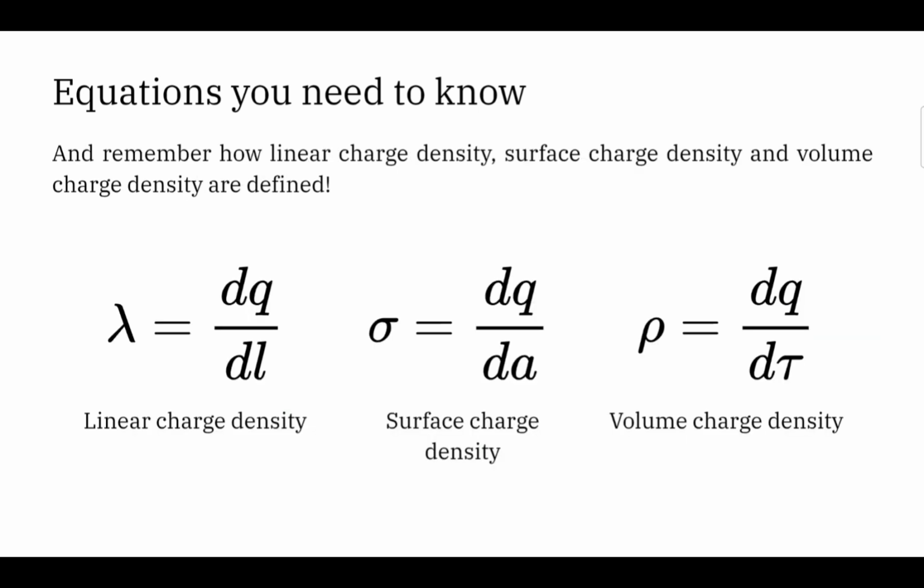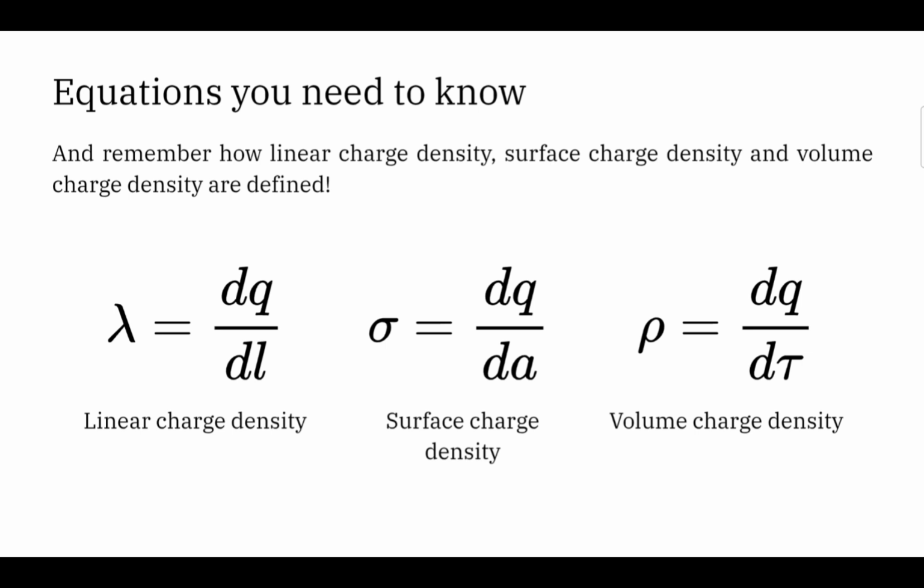And of course, we have to remember linear charge density, surface charge density, and volume charge density. So your linear charge density is denoted with the Greek letter lambda and is defined as the distribution of charges along your unit length. Your surface charge density, denoted by sigma, is your distribution of charges per unit area. And lastly, your volume charge density is your distribution of charges per unit volume.